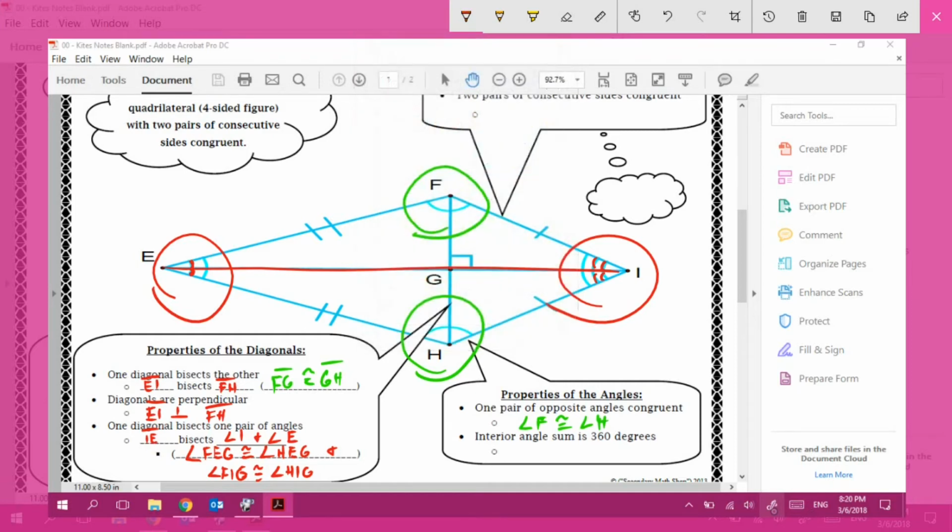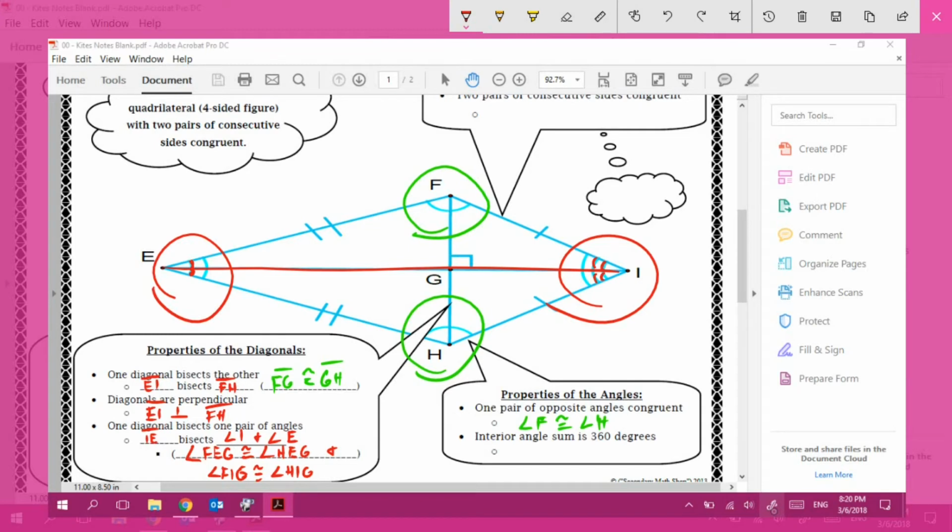Let me draw it out for you. Look, E looks like this, okay? Now I looks like this. Well, let's exaggerate. Angle I is greater than angle E, so they're not congruent. But look at angle F and angle H. They're the exact same. So those two angles are the opposite angles that are congruent.